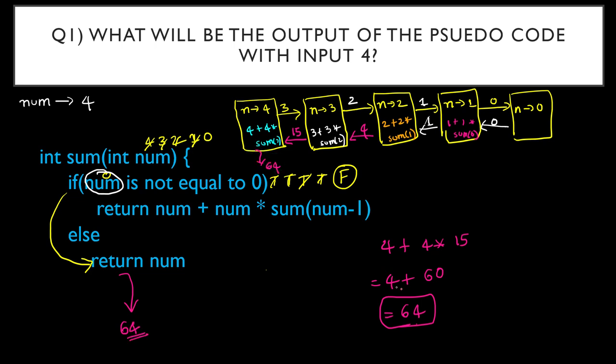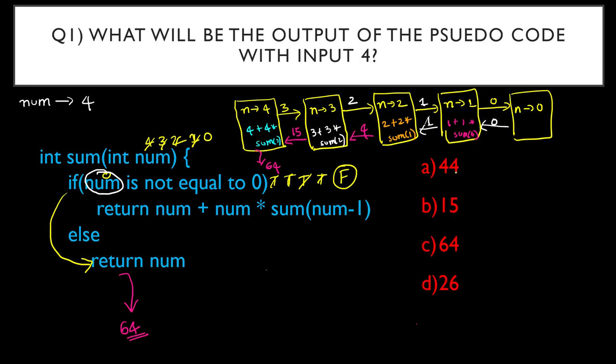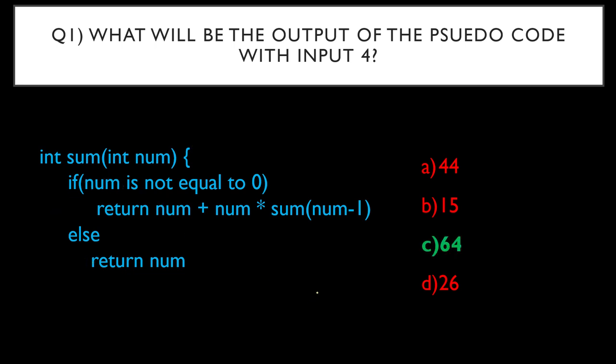Now if you take a look at the options, let me just erase these so that you can see the options. Option A is 44, B is 15, C is 64, that is exactly our answer, and D is 26. So we have gone through the steps of recursion to get the answer as 64. We cannot really execute this as code because it's just pseudo code. So if you're interested, you can type this out into code, make a function for this and try out the answer. But for this video the answer will be option C, 64.